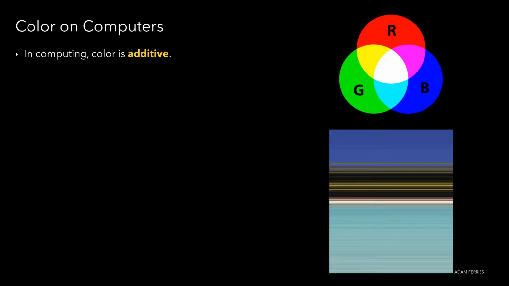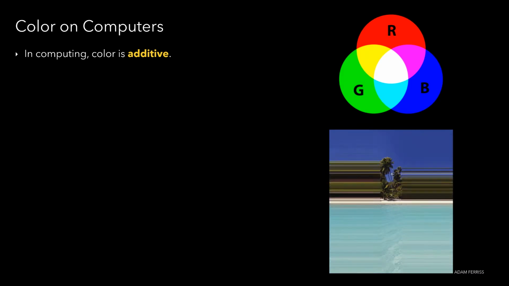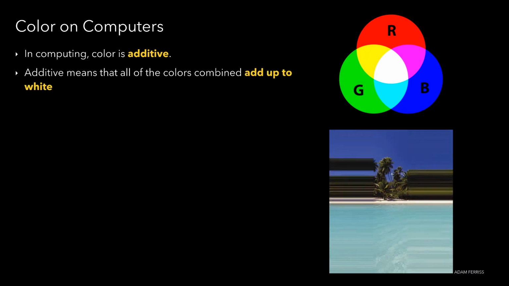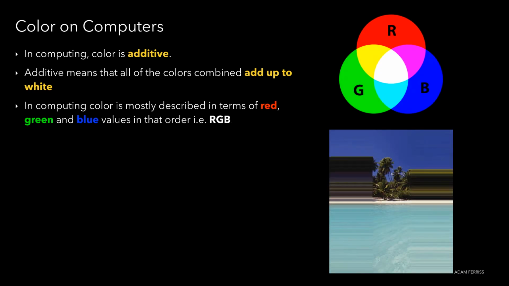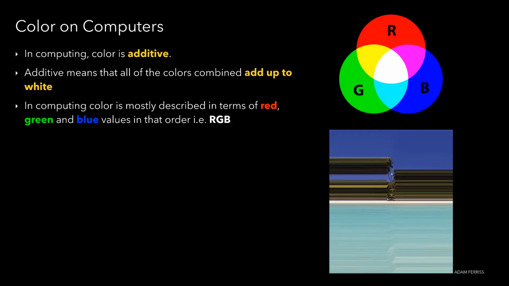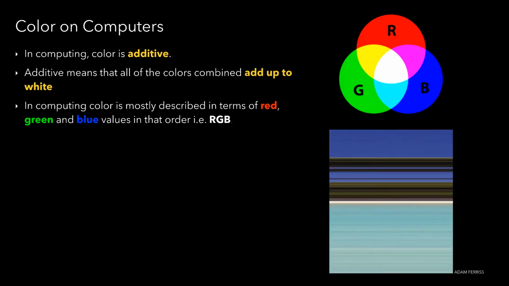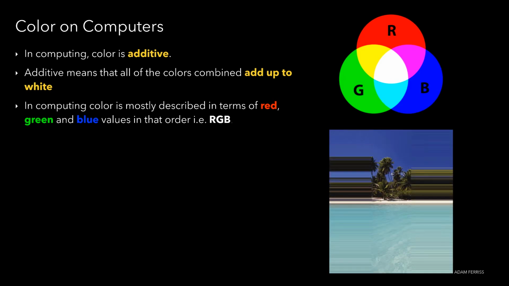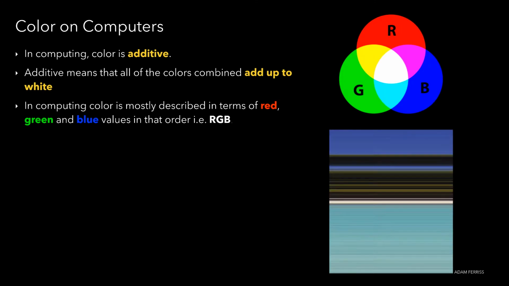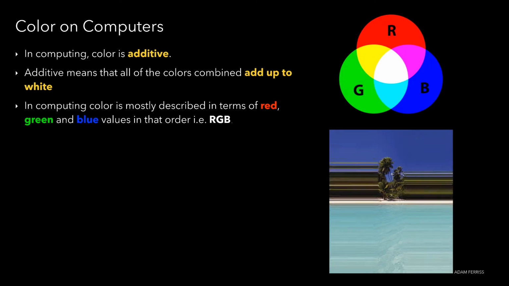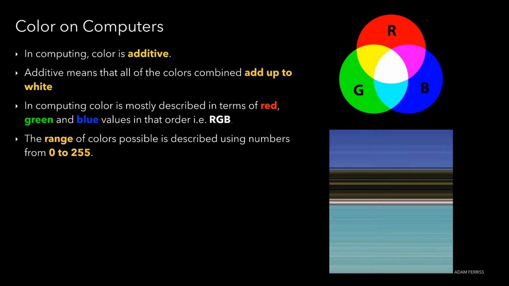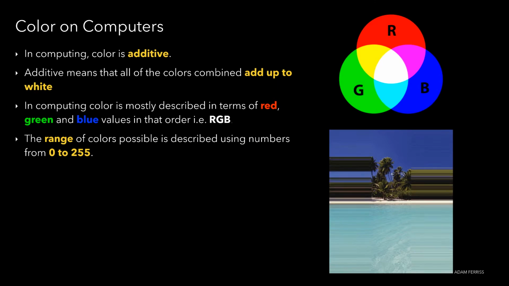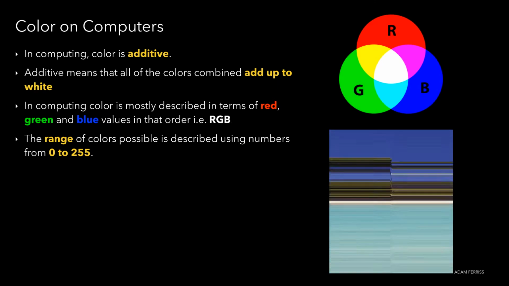On computers, color is additive. Now, what does additive mean? Additive means that all of the colors combined add up to white. In computing, color is mostly described in terms of red, green, and blue values, in that order. I.e. RGB, and you'll hear that term RGB thrown around quite a bit. The range of possible colors is described using numbers from 0 to 255.